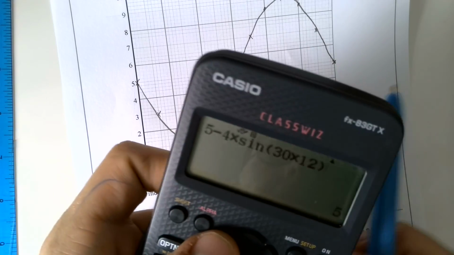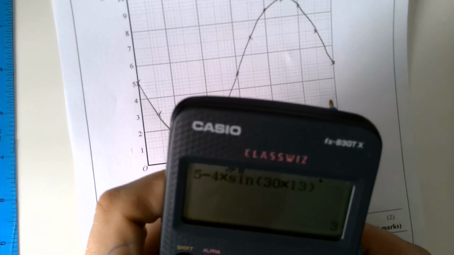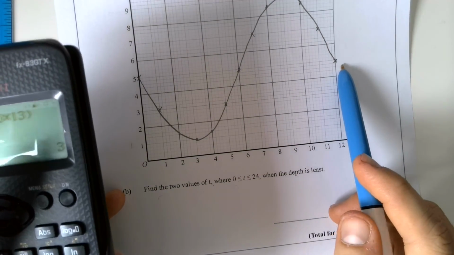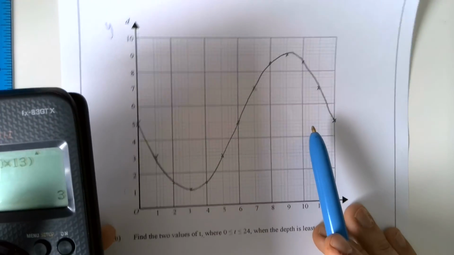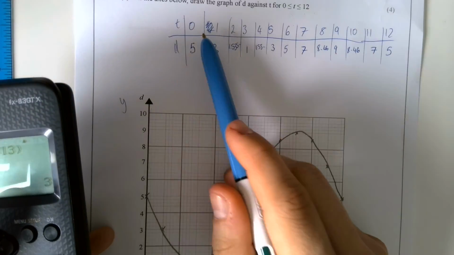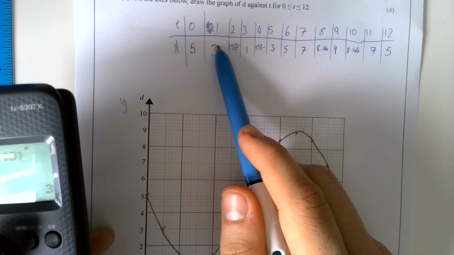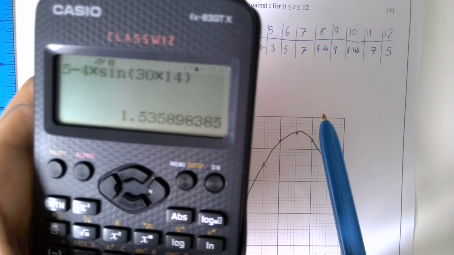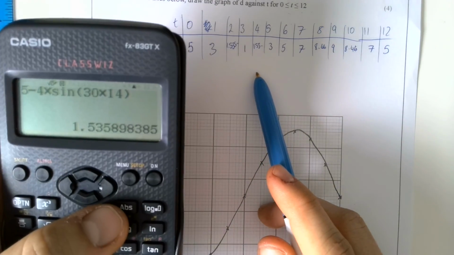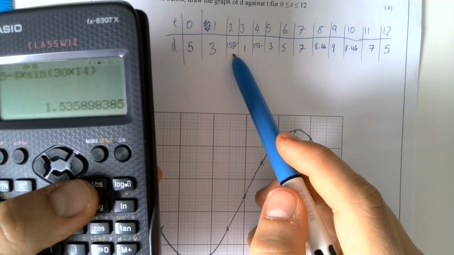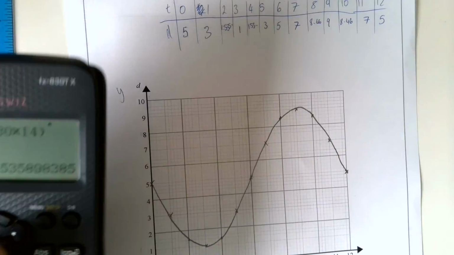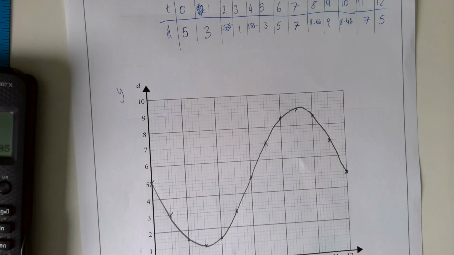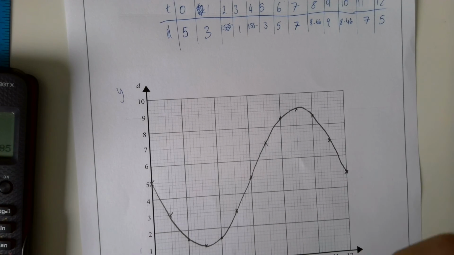Now if I went on by another hour, I'd get 3. So 1 hour after 12, the depth would be 3. 1 hour after 0, the depth is 3. Let's go 2 hours after 12. The depth is 1.53. 2 hours after 0, the depth is 1.53. So that is going to keep repeating. Okay, the cycle, or the period of that wave, that's a technical name for it, is going to be 12 hours. It repeats every 12 hours.